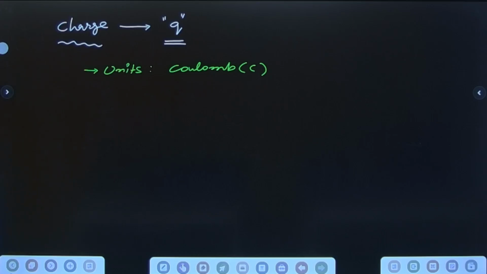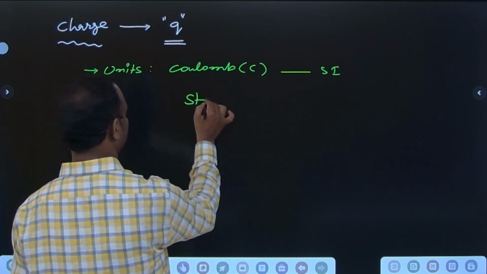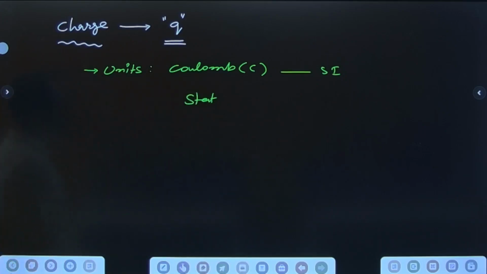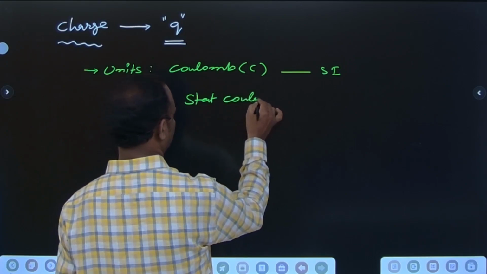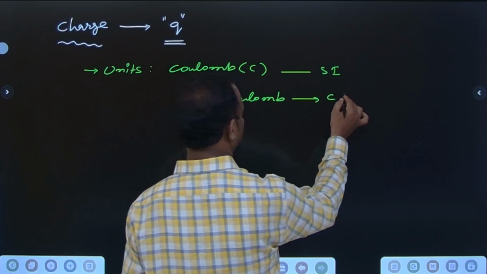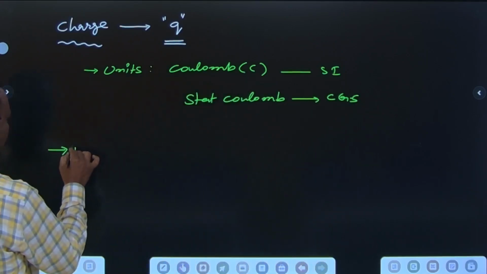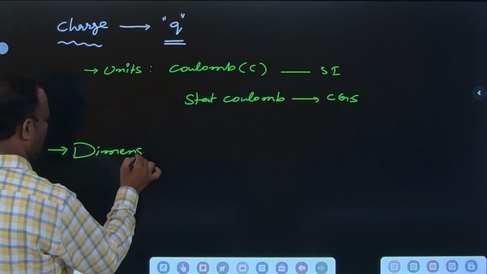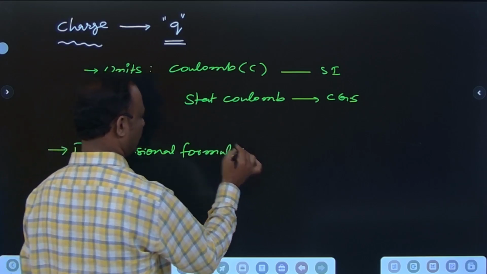That is in the SI system. Just for understanding, it's a stat coulomb, S-T-A-T coulomb, in the CGS system. What is the dimensional formula of charge?